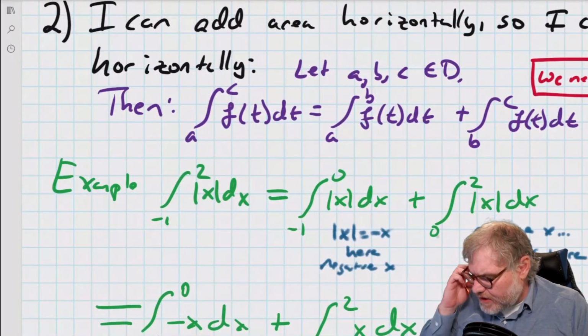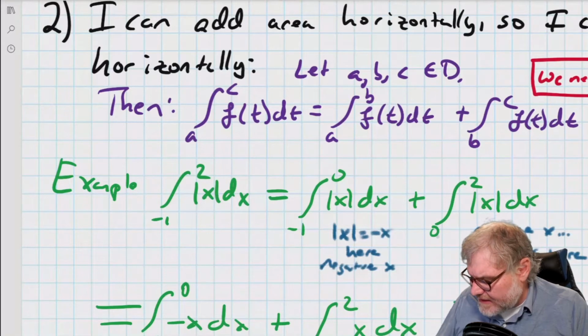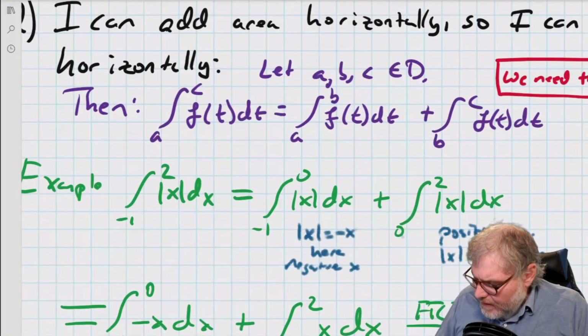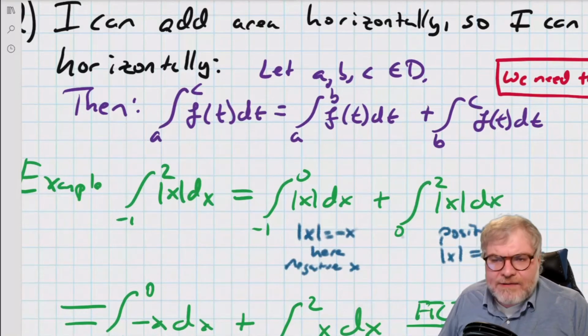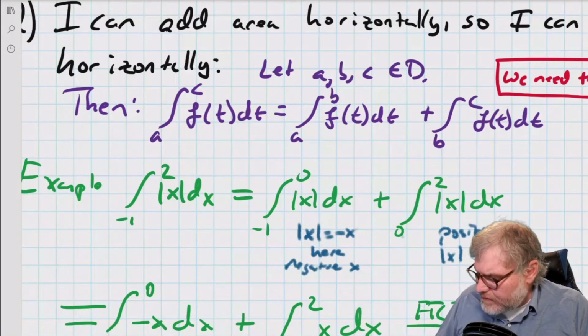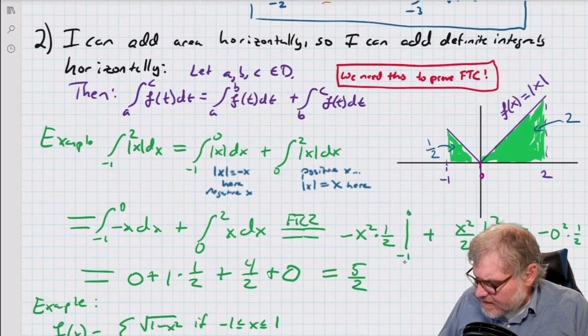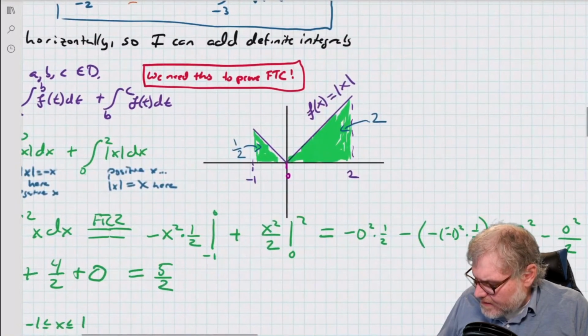So here was my example. I go from negative 1 to 2 of the absolute value of x dx. Well, that's the same thing as negative 1 to 0 of the absolute value of x plus 0 to 2 of the absolute value of x. Now, from negative 1 to 0, this right here is negative x. From 0 to 2, this right here is positive x. So I apply a little fundamental theorem of calculus, and I wind up with these calculations.